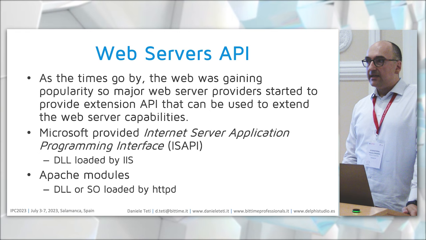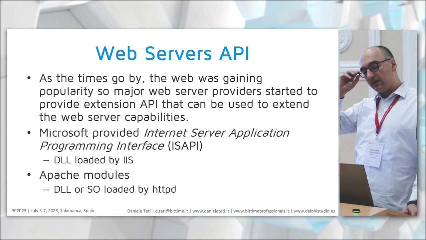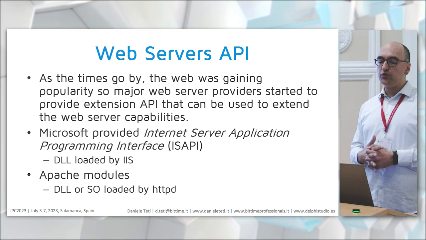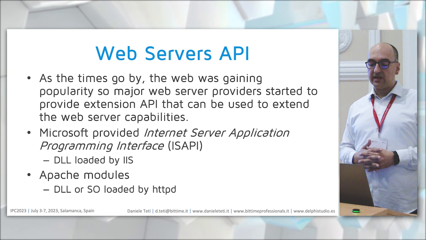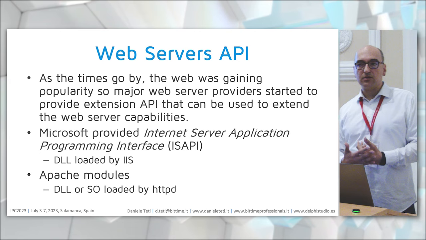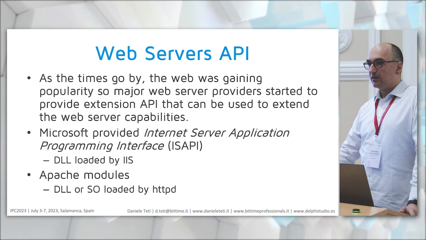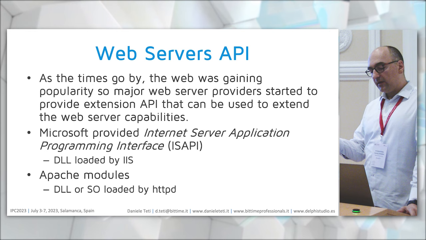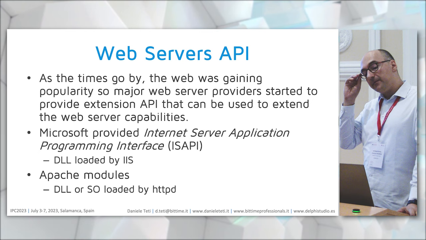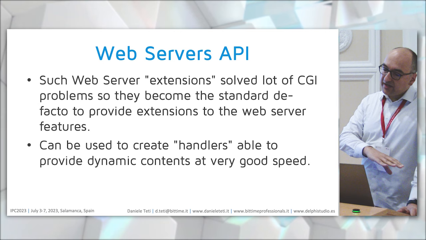Another revolution: web server APIs. As time went by, the web was gaining popularity. So major web server providers started to provide extension APIs for their own web servers that can be used to extend the web server's capabilities. Microsoft, for example, provides the Internet Server Application Programming Interface, which stands for ISAPI, which is Windows only, a DLL, a Dynamic Link Library, loaded by the IIS process.